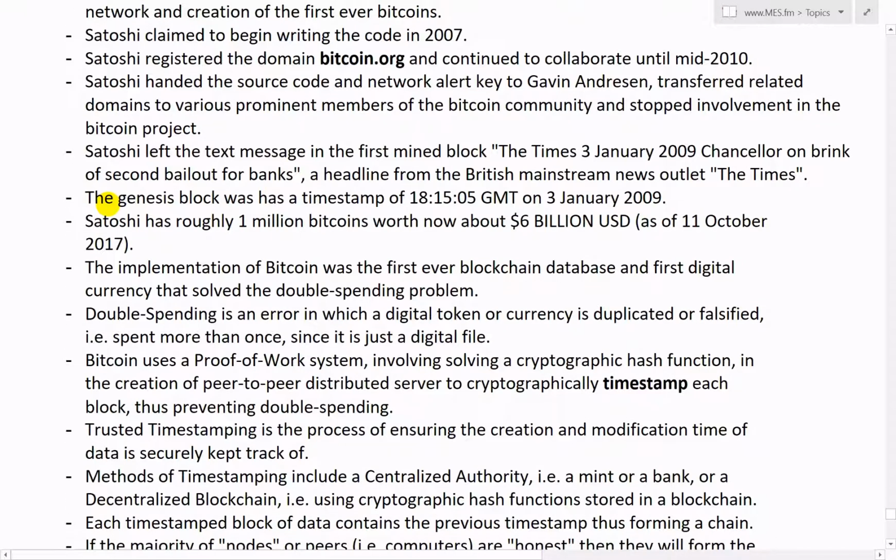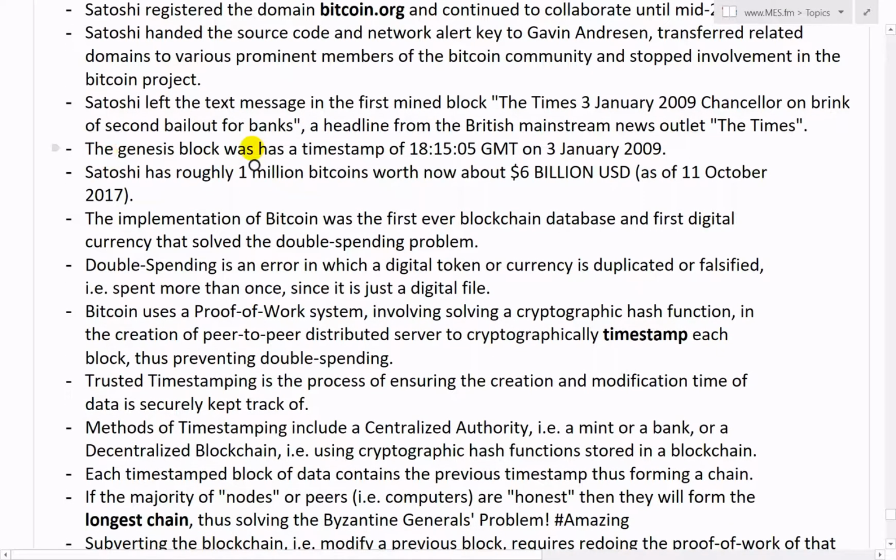So about mid-2010, Satoshi left a text message in the first main block: The Times, 3 January 2009, Chancellor on brink of second bailout for banks, a headline from the British mainstream news outlet The Times. Very interesting. The Genesis block has a timestamp of 18:15:05 GMT, or Greenwich Mean Time, on January 3rd, 2009.